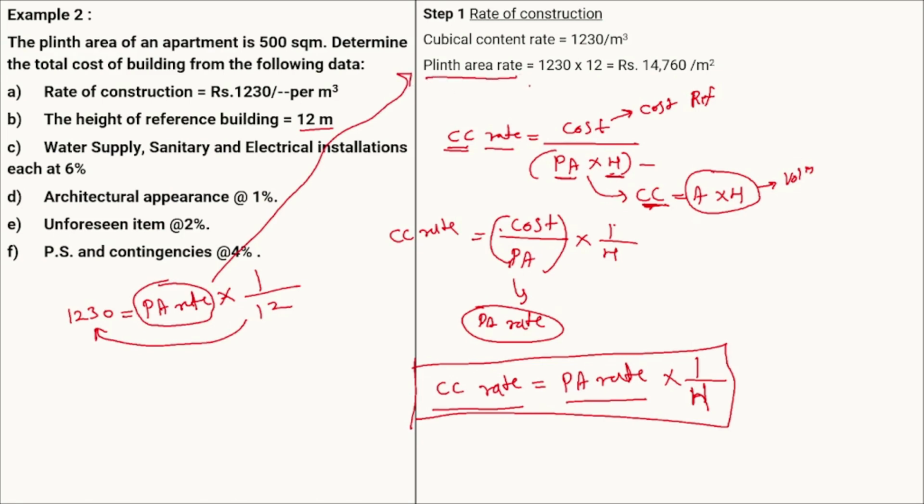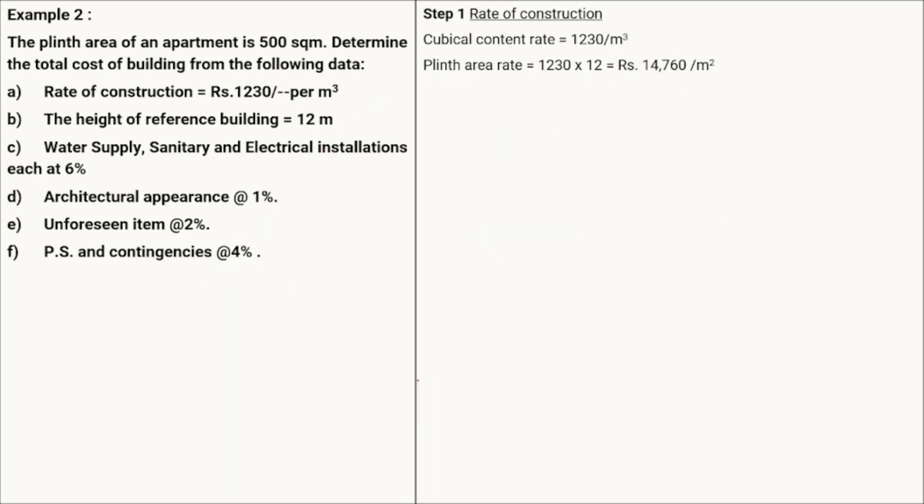Plinth area rate will be equal to 1230 multiplied by the height of the reference building, 12, and that will give us the plinth area rate in rupees per meter square. So note down this equation to convert the cubical content rate to the plinth area rate, and the plinth area rate to the cubical content rate. Once we have the plinth area rate, we can move forward with our numerical. Now all the remaining steps will be similar.